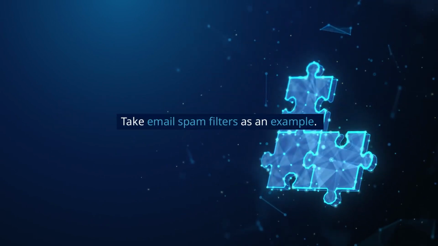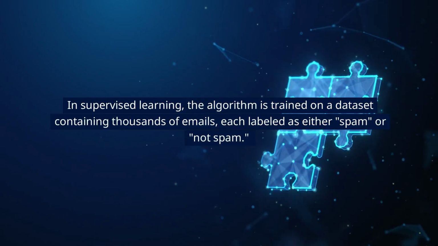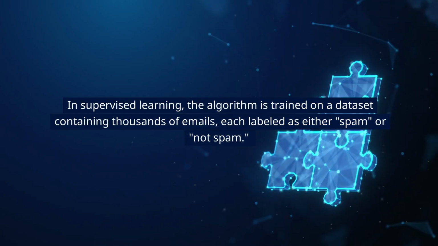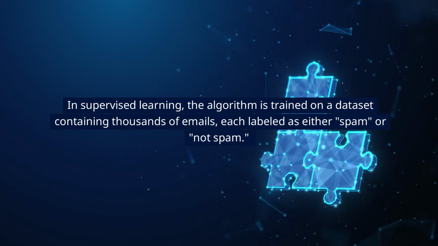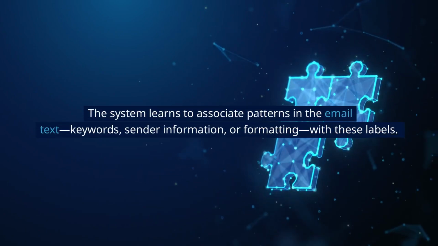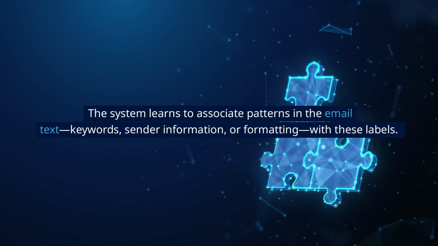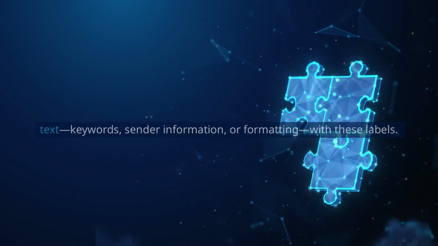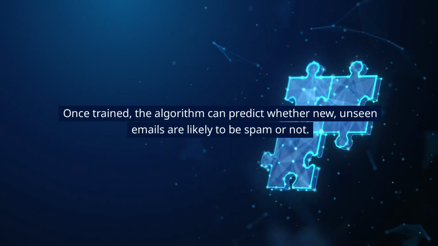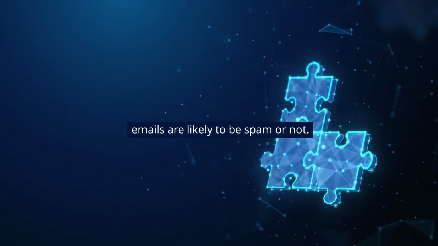Take email spam filters as an example. In supervised learning, the algorithm is trained on a dataset containing thousands of emails, each labeled as either spam or not spam. The system learns to associate patterns in the email text, keywords, sender information, or formatting with these labels. Once trained, the algorithm can predict whether new, unseen emails are likely to be spam or not.